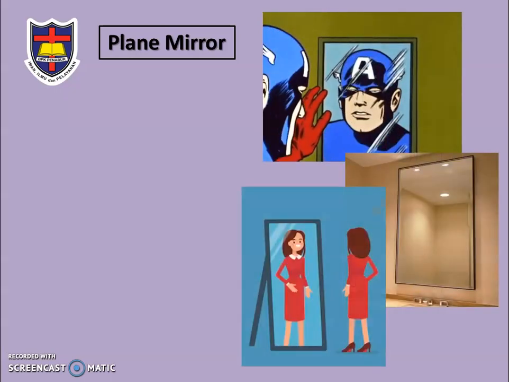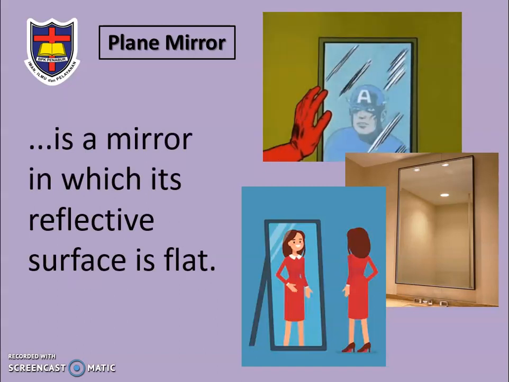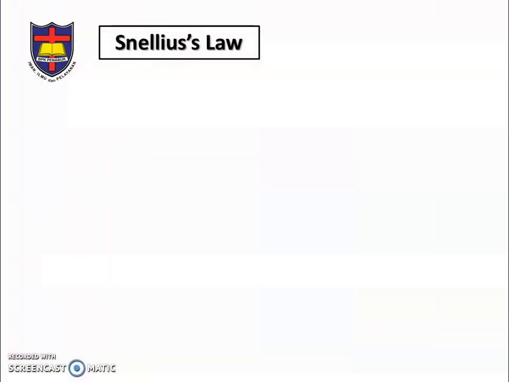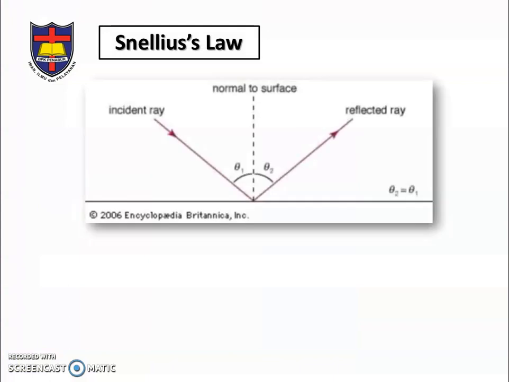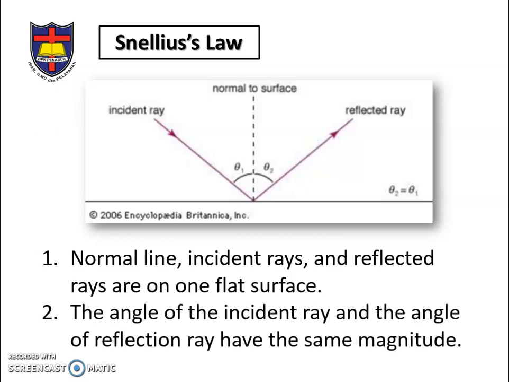Plane mirror. A plane mirror is a mirror in which its reflective surface is flat. We see plane mirrors very often, and in fact we use them in our daily activities. There is a law known as Snell's law. This law stated that first, normal line, incident rays, and reflected rays are on one flat surface. Second, the angle of the incident ray and the angle of reflection ray have the same magnitude. This law can be applied to the formation of image on a plane mirror.